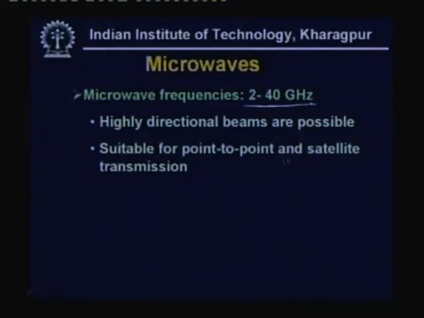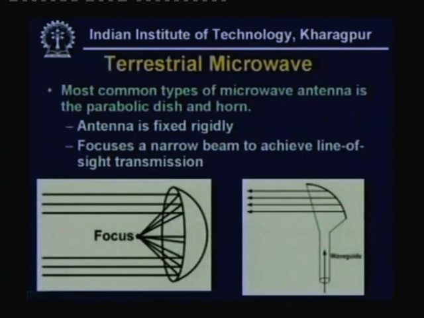That means you can send a highly directional beam from the transmitter towards the receiver, and you can have point to point communication. That is why it is very suitable for point to point and satellite transmission. For that purpose we usually use two different types of antennas. As you can see here, this antenna is known as horn antenna.